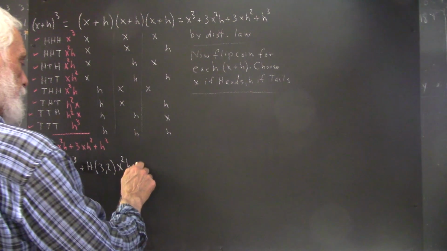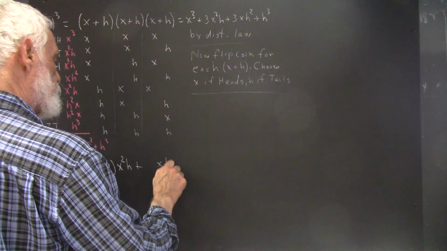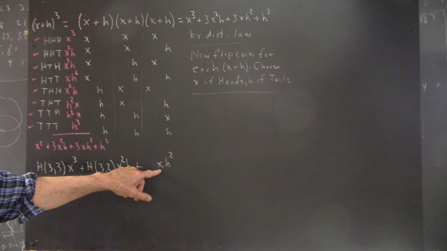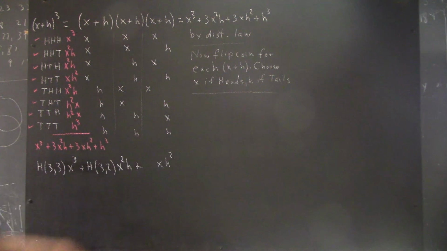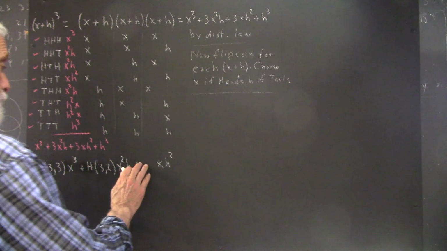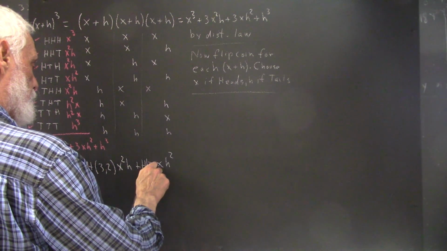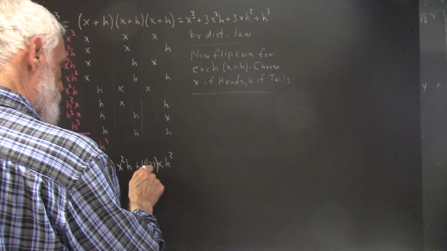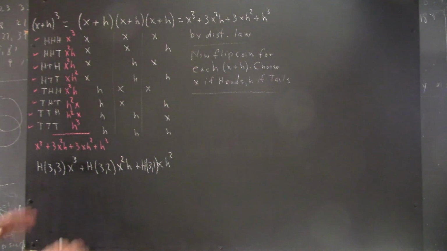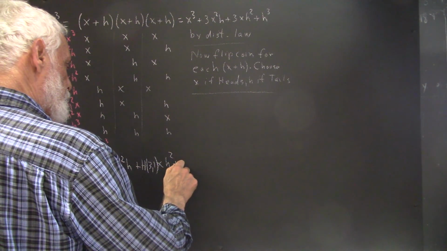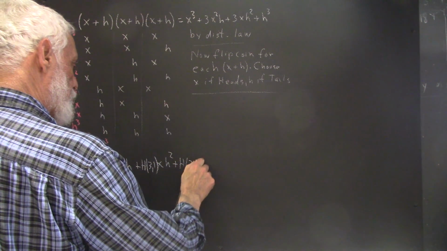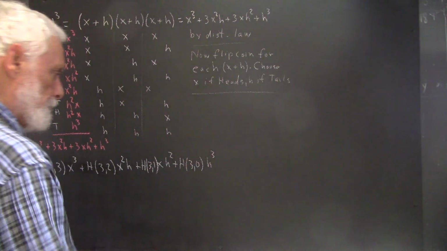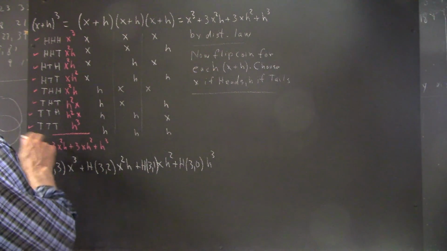And then if I want to get xh squared, how many ways are there to do that? Well, to get an x, I've got to get 1 head. To get an h squared, I've got to get 2 tails. So there's just 1 head involved, so that's C of 3, 1 times xh squared. Didn't leave myself enough room to write that, but hopefully you can see that. And then you can certainly see why we have C of 3, 0 times h cubed, because h cubed comes about when you don't have any heads.